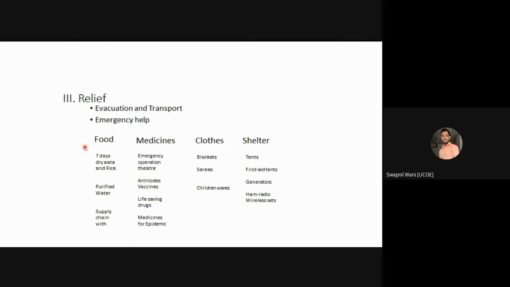The food we have to provide them for 7 days, that is dry atta and rice, purified water, with a supply chain through the government or NGOs. So we have to provide them food for at least 7 days because that is a recovery phase. The first 7 days, or first week, you can say, is a recovery phase.